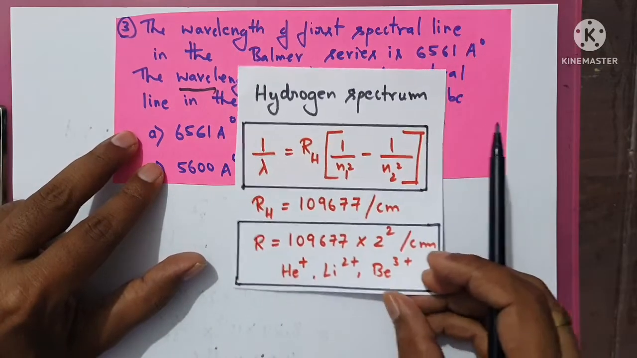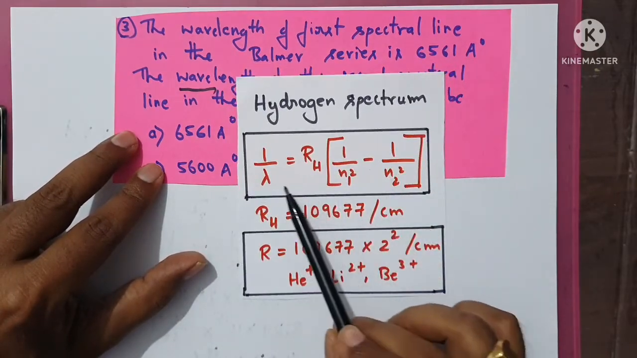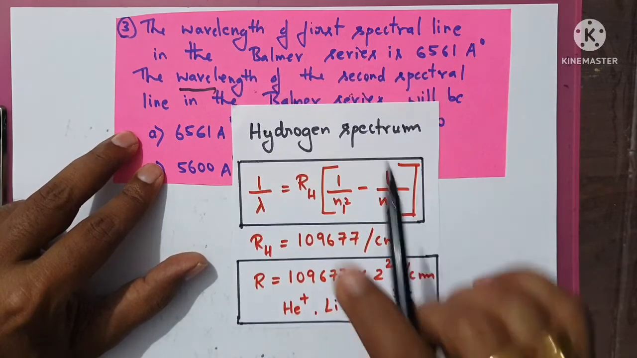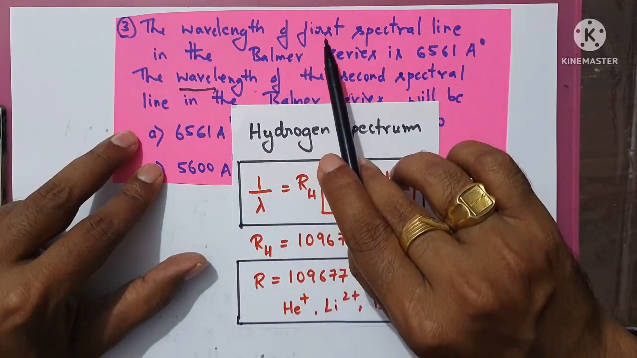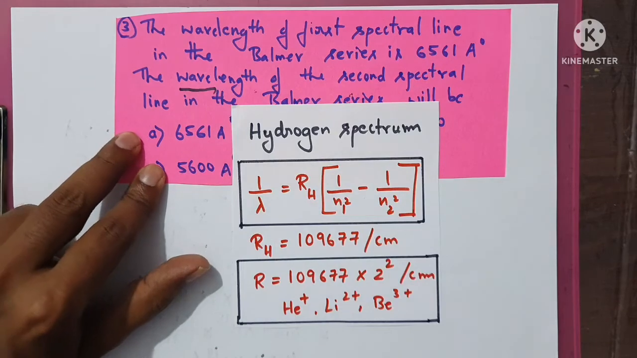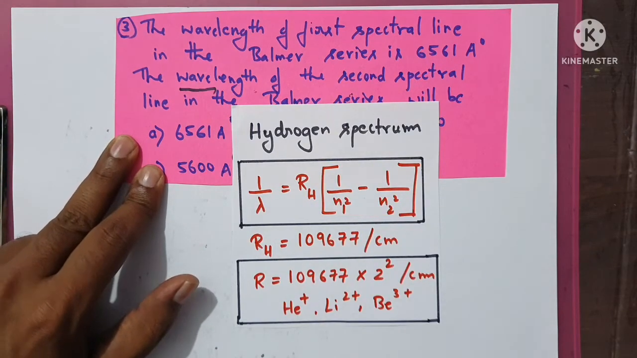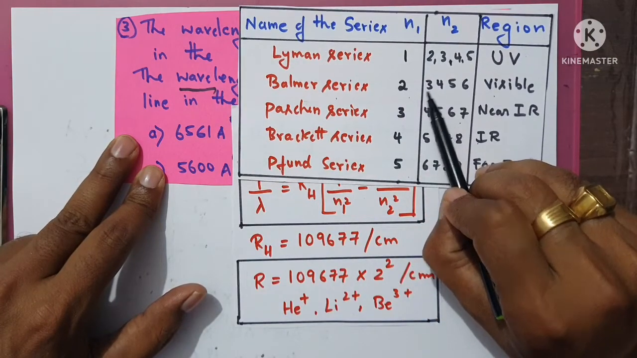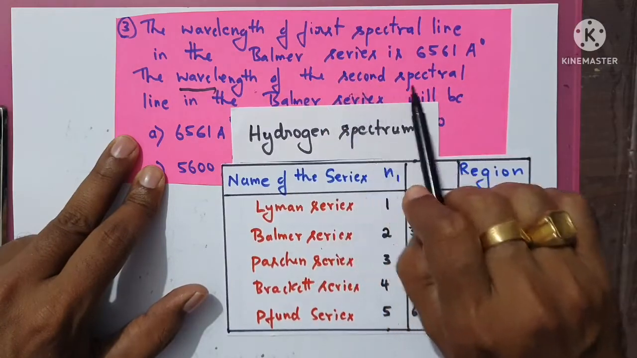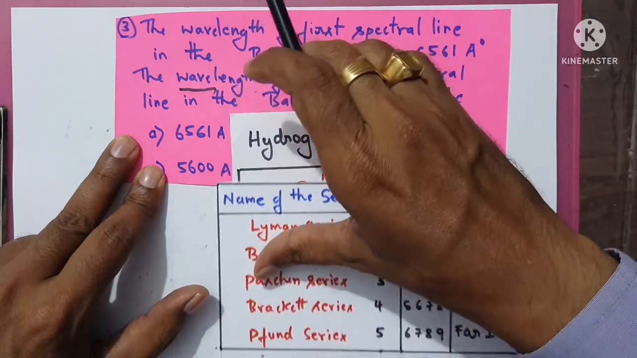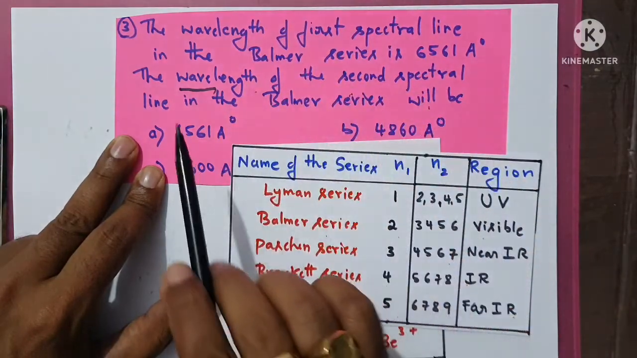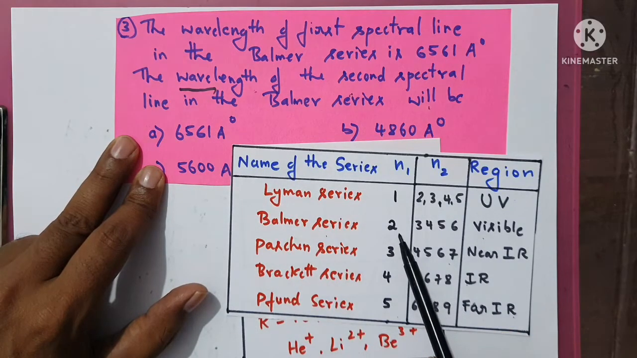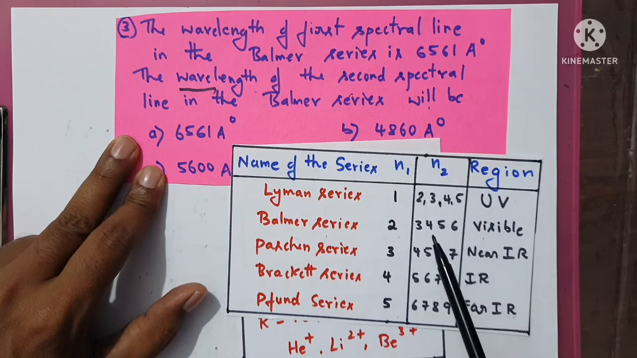In the Rydberg equation, as I have mentioned, 1 by wavelength is equal to RH into 1 by n1 square minus 1 by n2 square. Because again, they are speaking about the first spectral line of the Balmer series, I am going to take n1 as 2, n2 as 3. If they are asking for the second spectral line, you keenly observe, you will understand it correctly. For the wavelength of the second spectral line, I'll take the n1 value as 2 for Balmer series and the n2 value as 4.